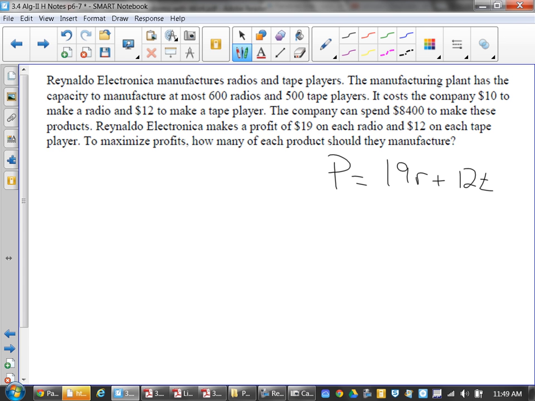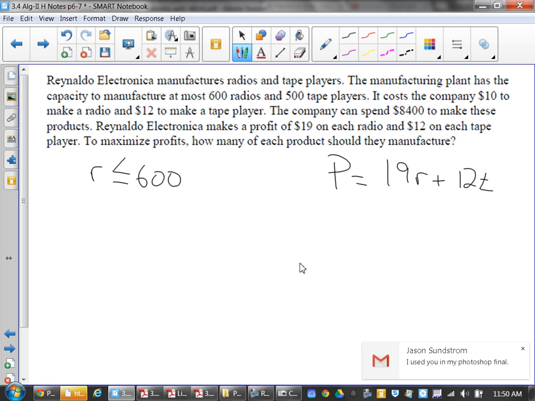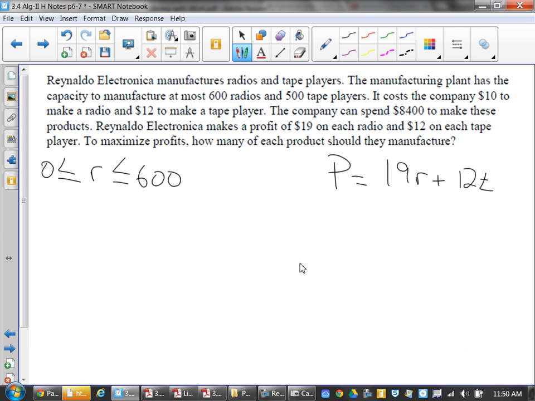Anyway, it says they can manufacture at most 600. So they can make more than 600 or less than 600? Less. So radios, I used lowercase r, has to be less than or equal to 600. Can they make a negative amount of radios? No. Can they make no radios? Yes. So it's bounded between 0 and 600. Does that make sense? Yeah, it should be more specific. Same thing with the tape decks. You can have no tape decks up to 500 tape decks.